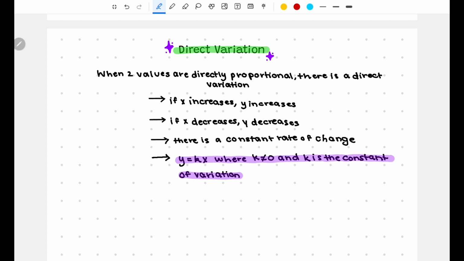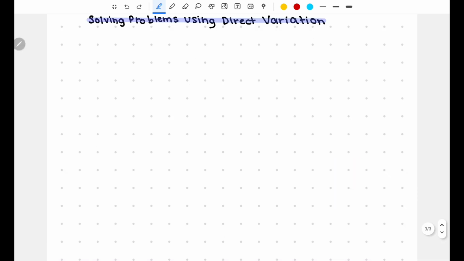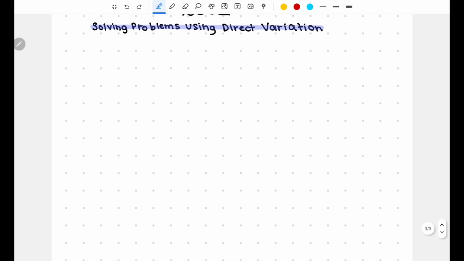So the equation is y is equal to kx, where k is not equal to 0, and k is the constant of variation. The constant of variation and constant rate of change are all the same. Now we are going to be using direct variation to solve some problems.